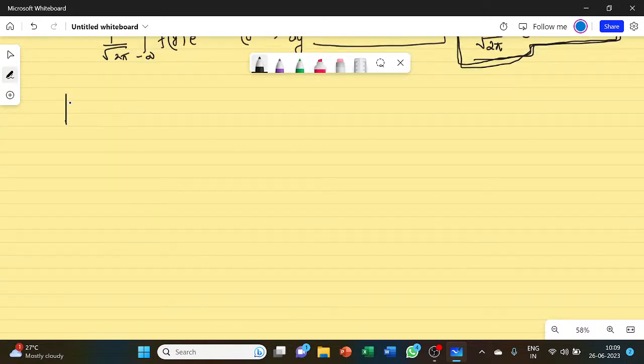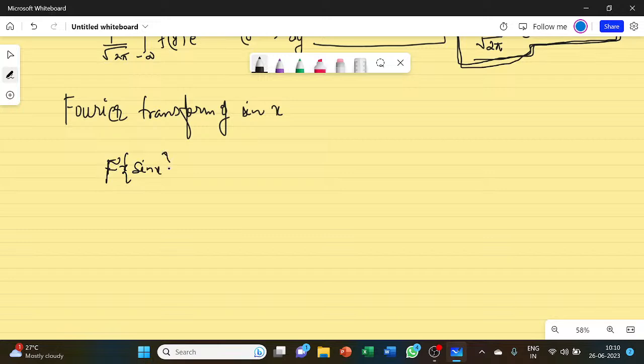So let us find the Fourier transform of sines and cosines. Let us say I am trying to find the Fourier transform of sine of x. What would be the Fourier transform of sine of x? It will be easier for me to convert sine in terms of complex exponentials.